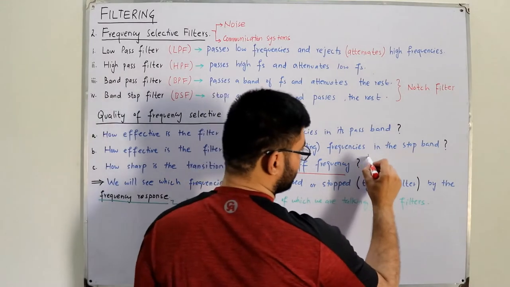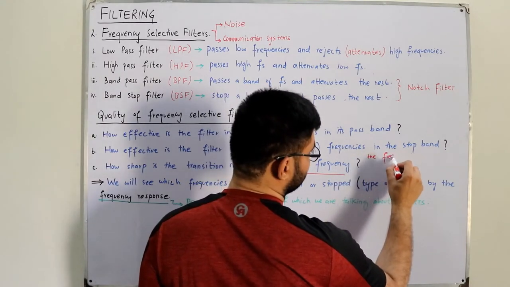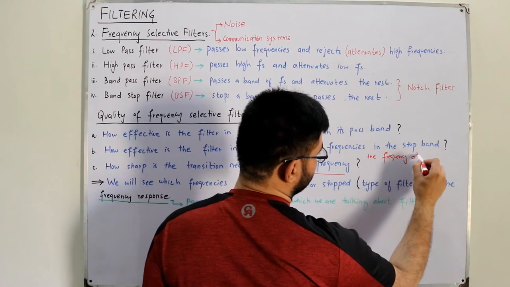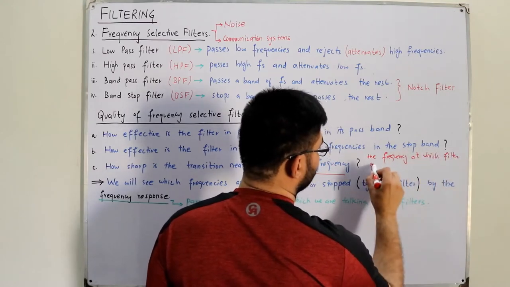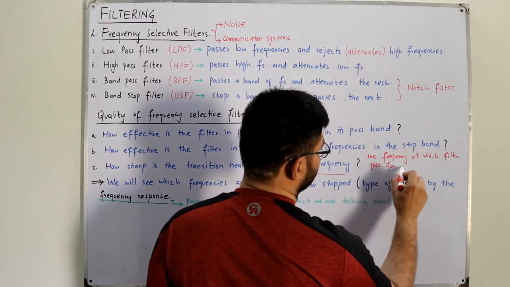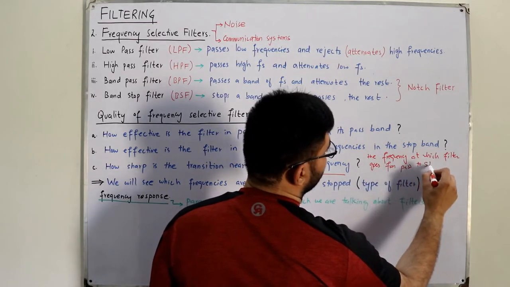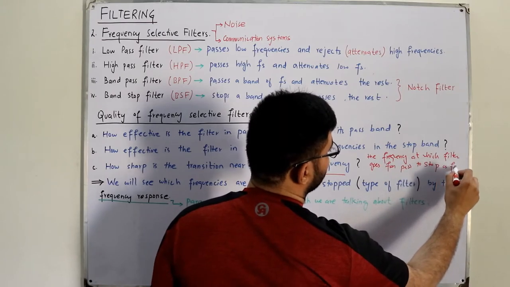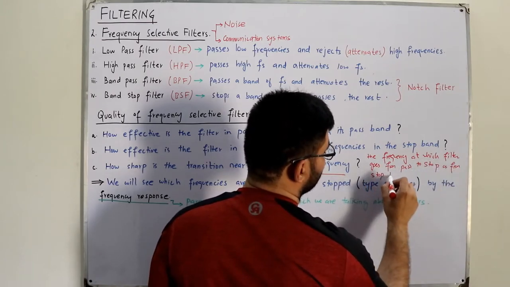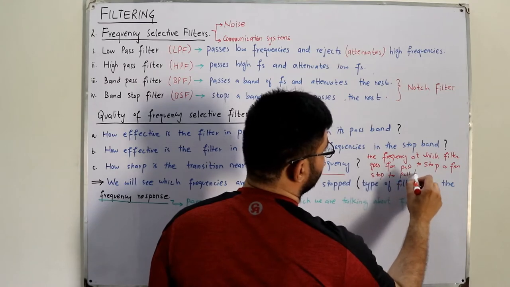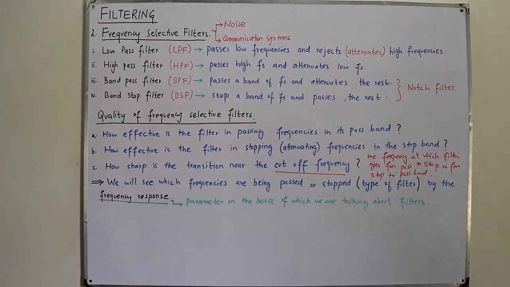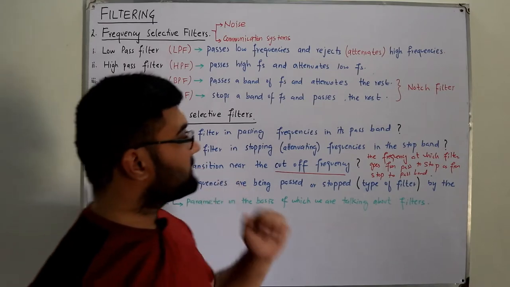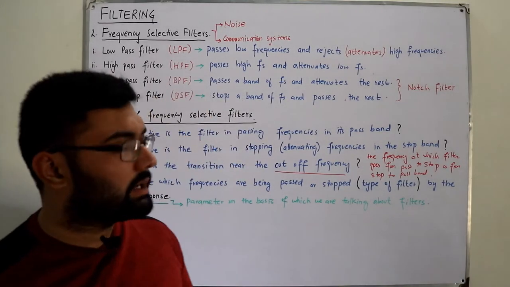So write it, please. The frequency at which filter goes from pass to stop, or from stop to pass band, and am I writing it correct? So let me check. Yes. So this is the, you can say both or one or whatever it is.